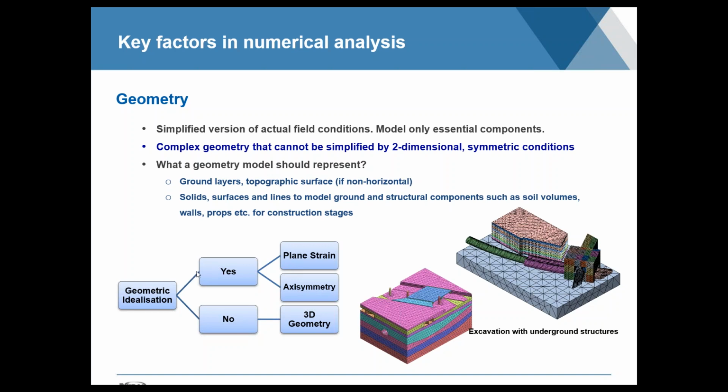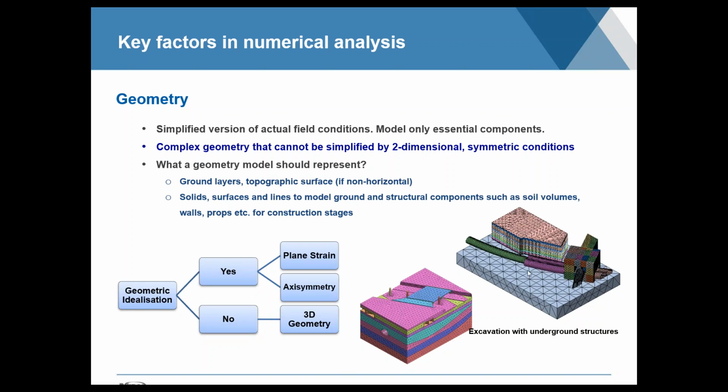Is there a way to idealize my geometry? Is there a way to simplify it? Can I capture it either in 2D or in an axisymmetric view? And if you can, by all means, it's recommended that you start off with something that can give you some initial estimates first. So we always suggest that you first do a simplified version of your project in 2D, so you have a rough estimate of what to expect before you start investing a lot of time into the 3D model.